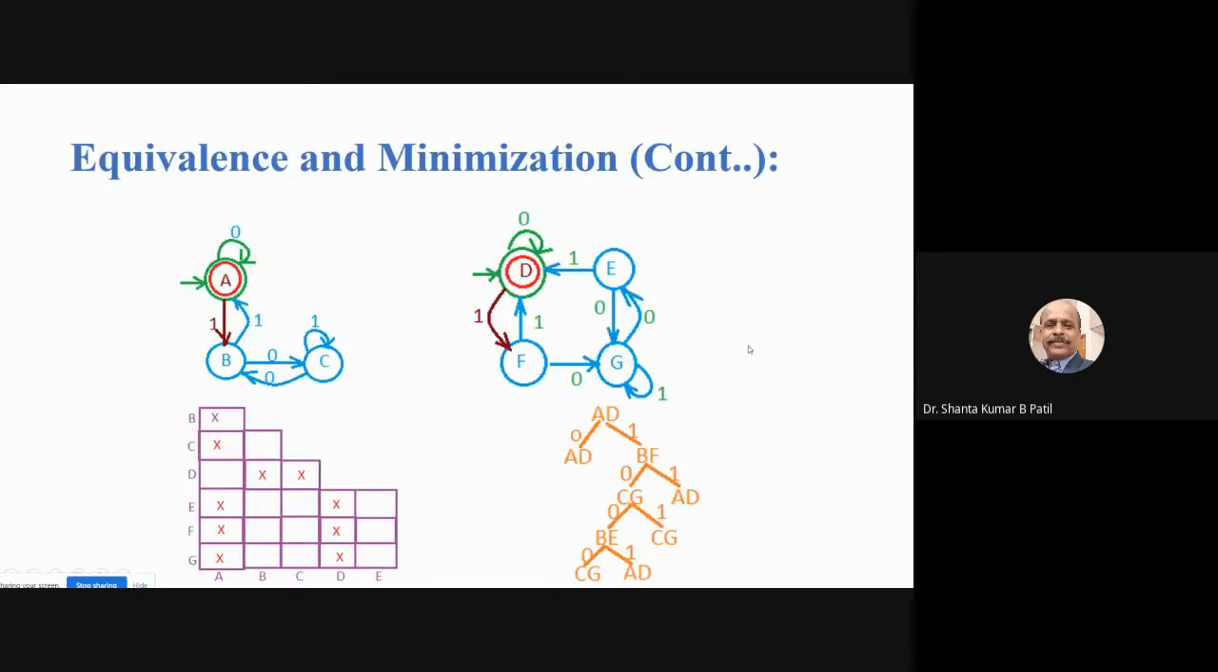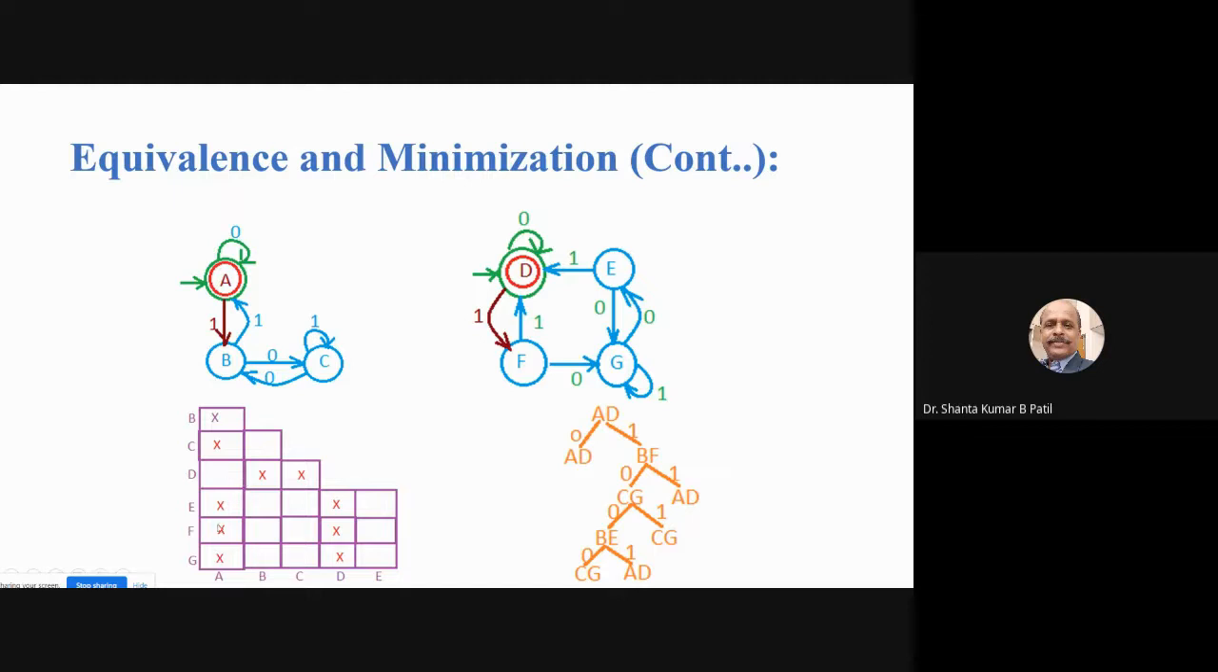For example, you can take a different problem. Here the two finite automata are given. Construct the difference table and mark the crosses. A B are not equal, cross mark. A C are not equal, cross mark. A E are not equal, cross mark. A F are not equal, cross mark. A G, even they are not equal.